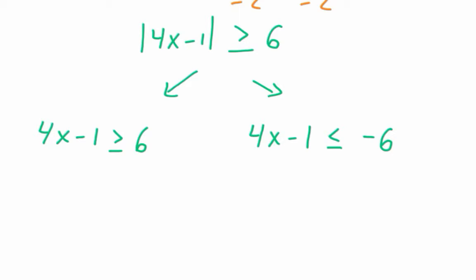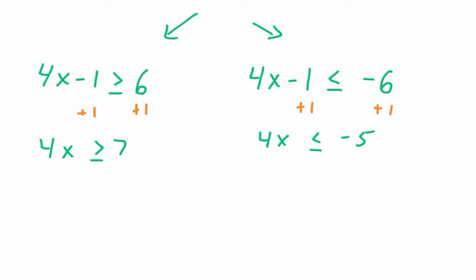Now we could go through and solve the problem just like we did before. We add 1 to both sides. You could do each one individually, or you could do them all at once. So 4x is greater than or equal to 7. Over on the right side I have 4x is less than or equal to negative 5. And last but not least, we divide by 4. We'll do that to both of those.